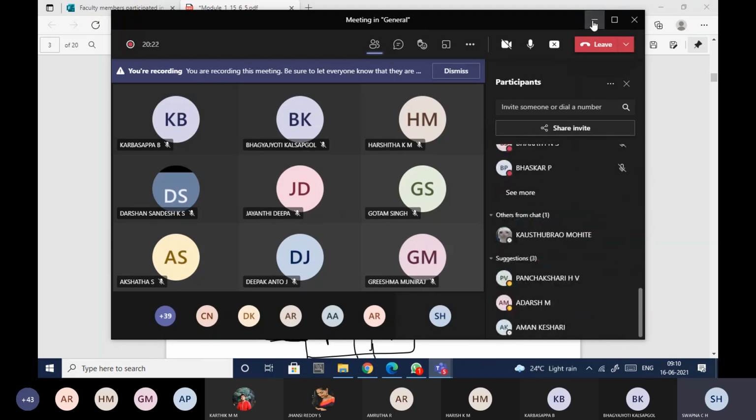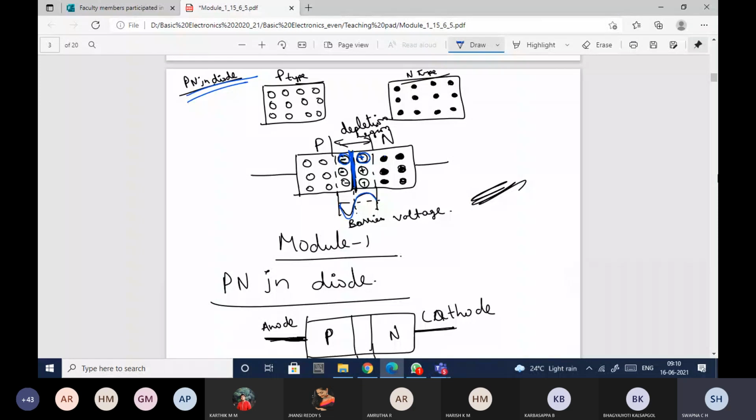Okay, fine. So here what we were talking: the depletion region will be formed. Because of this depletion region containing negative ions and positive ions, there is a barrier voltage. This will act as a barrier between the n type and the p type, so that the electrons from the n type will not be able to move towards the p type. So I'm getting the barrier voltage as well, which is due to the positive ions and the negative ions. So this is your p-n junction diode.